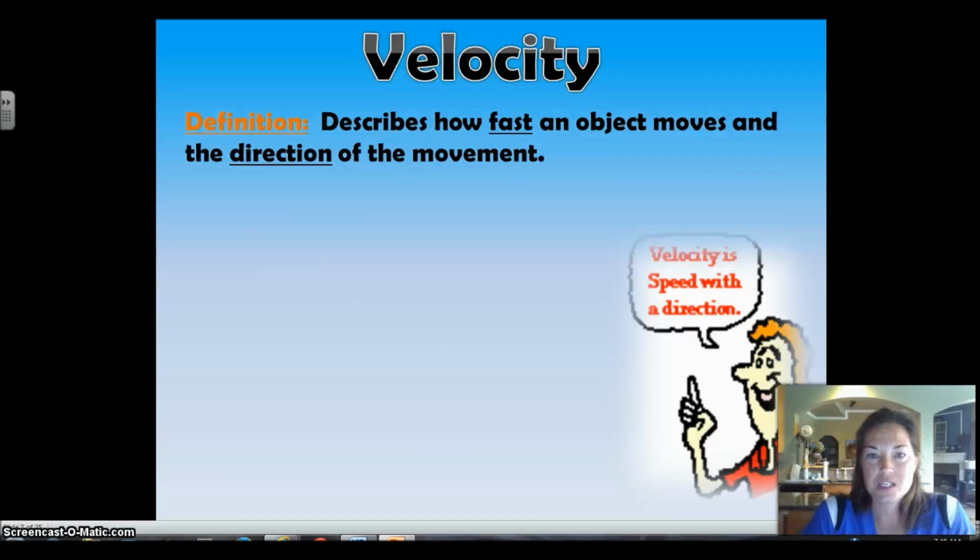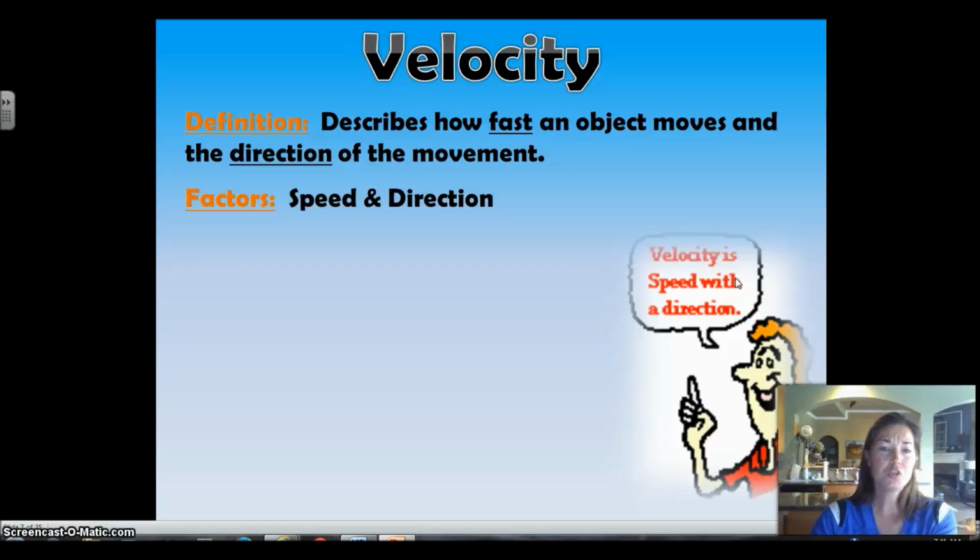Velocity is another word that describes motion. Velocity describes an object's speed, how fast it's going, and its direction. Speed, which we just talked about, only discusses how fast something's going, but velocity takes it one step further. It describes how fast an object's going, but also the direction of the movement. So see down here, velocity is speed with a direction. So the two factors that determine the velocity are the speed and the direction of the object.